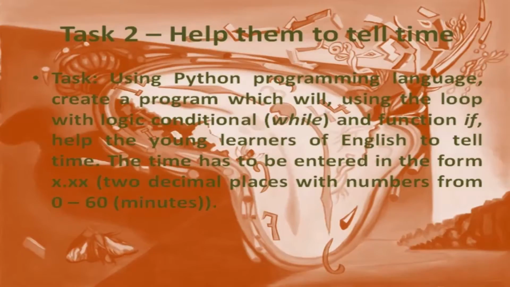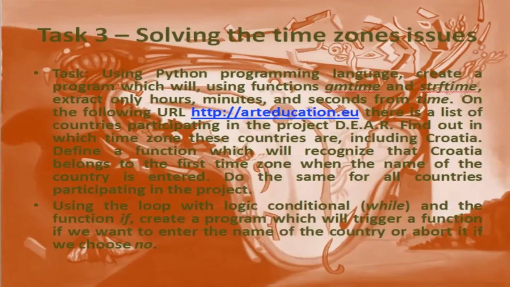The name of the second task was help them to tell time. The team had to write a program which will, using the loop with logic conditional while and function if, help the young learners of English to tell time. The time has to be entered in the form x.xx, which means 2 decimal places with numbers from 0 to 60 that represent minutes.